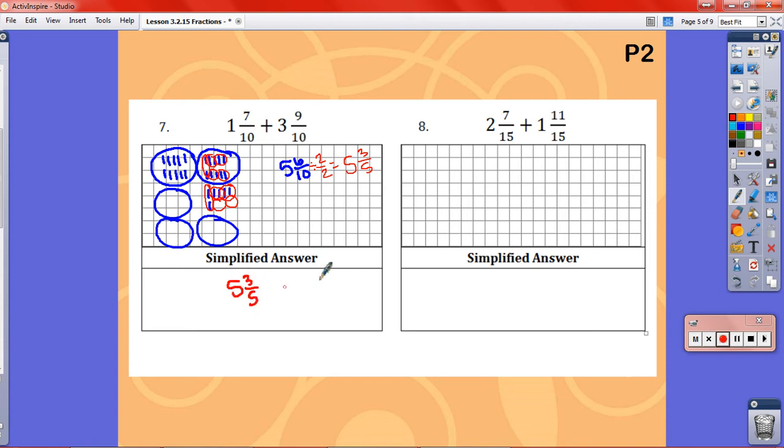Now let's show that with the numbers. 1 and 3 is 4. 7 pieces and 9 pieces is 16 pieces. So basically what I have here is I have 4, and there's 10 out of 10 that would make another whole. I have that definitely. And then 16 minus 10 is 6 left over. So 4 and 1 makes 5 and 6/10. And then we simplify.